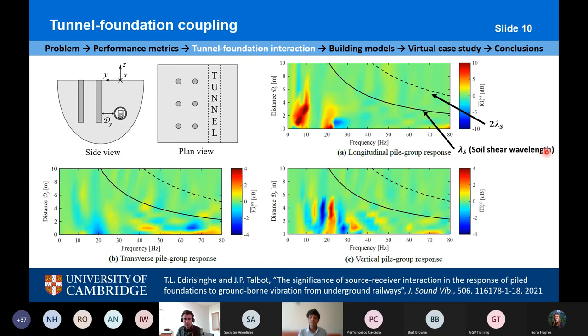These two particular lines represent the wavelength. We have the shear wavelength in the soil, represented by this line, and you can see that this decreases as we increase in frequency, and this other line represents twice the wavelength. What we can see is that most of the differences between the uncoupled and the coupled responses occur at transverse distances less than the wavelength in the soil. This makes sense because at short wavelengths we expect to see more interaction between the foundation and the tunnel itself, since in these cases the wavelengths are of the same order of magnitude as this distance. That accounts for the coupling we see, particularly when the distance is much shorter than the wavelength.